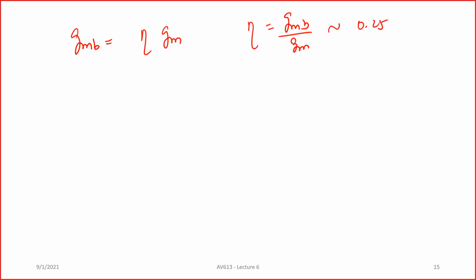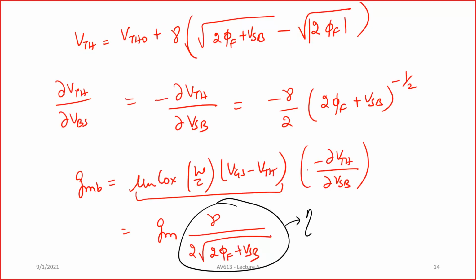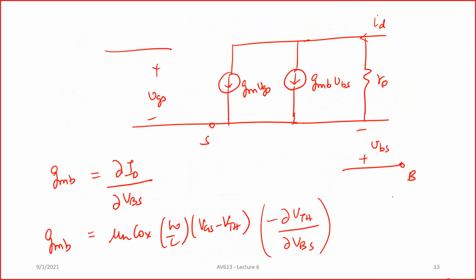All right. Now, as a circuit engineer, what will you do? You just model this as a current source in parallel with your GM VGS, and this is the way that you account for your bulk to source voltage.